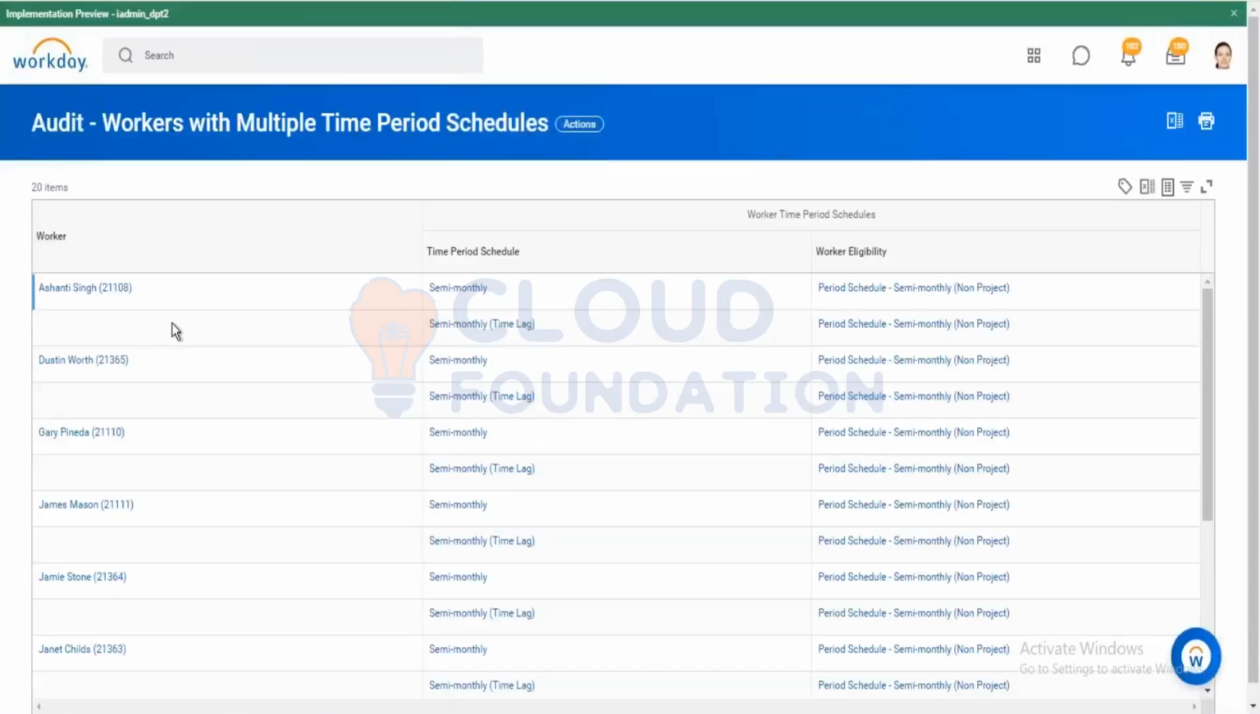Now, multiple period schedule. Oh my God, he is having multiple period schedules. He will not be able to enter the time. Because of the period schedule and worker eligibility, you will need to make those changes now.